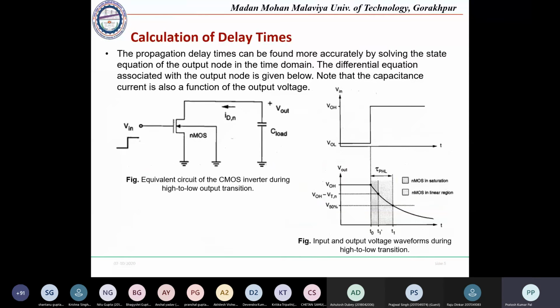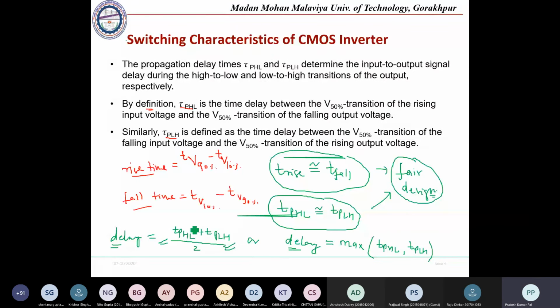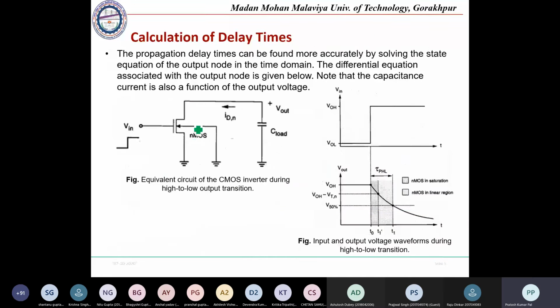This is how we have seen tau PHL and tau PLH. But now we will be deriving tau PHL and tau PLH in terms of different voltage components. So we will be deriving this formula, starting with the case where the output is changing from high to low. That means we are going to derive tau PHL.